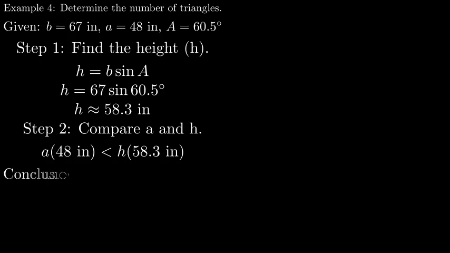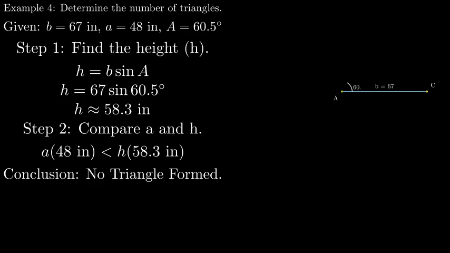What does this mean? Since side A is not long enough to reach the base from the end of side B, it is impossible to form a triangle with these measurements. Therefore, there is no solution. This check is crucial because it prevents us from wasting time trying to solve a triangle that cannot exist.